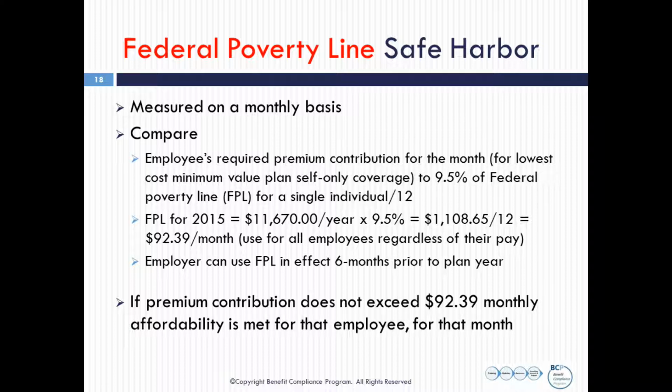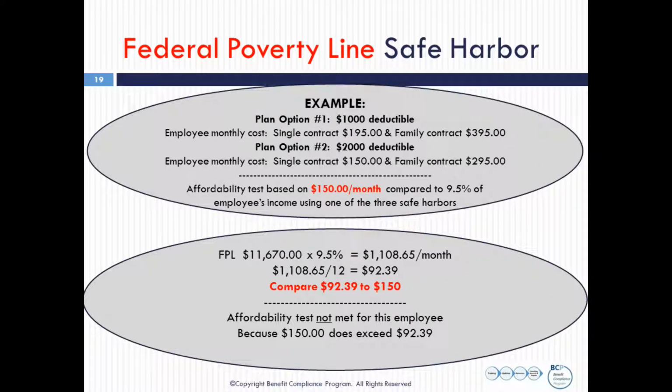And then, as with the other safe harbors, if the premium contribution does not exceed that amount, affordability is met for that month. So the way this would look, I've got $150 per month. Now, this example, the employee is not going to meet because my employee has to pay $150. That exceeds the $92.39, so we do not meet affordability in this example.